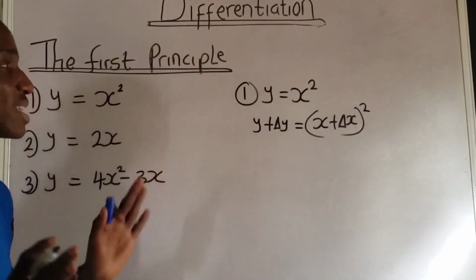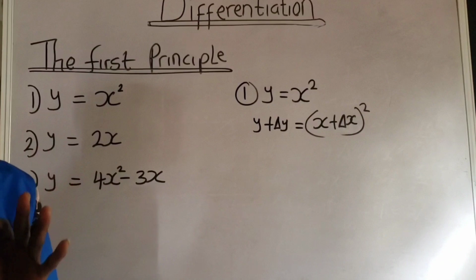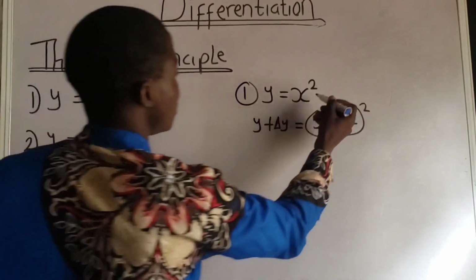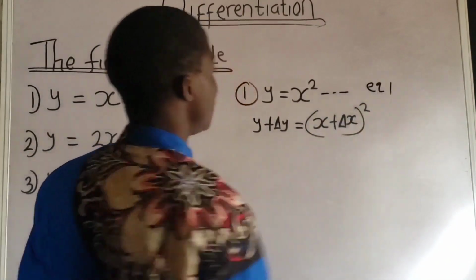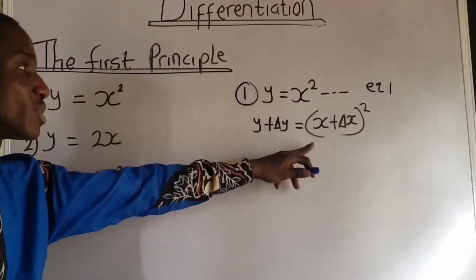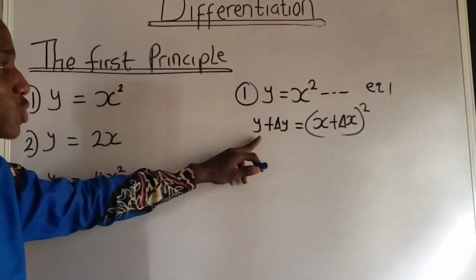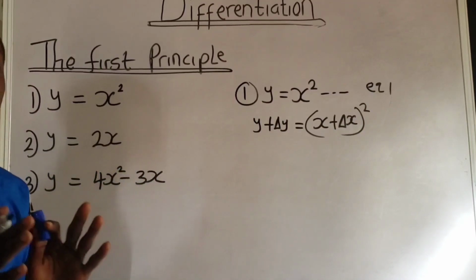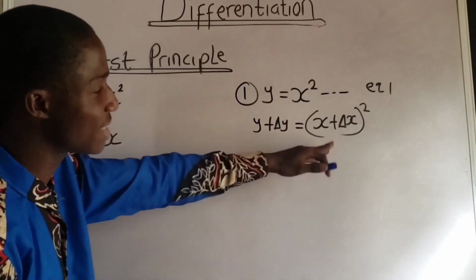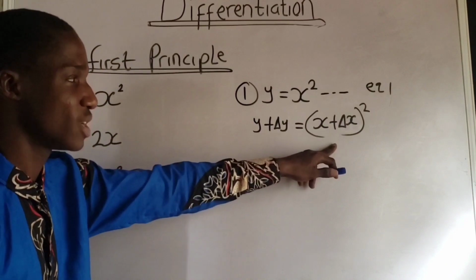So the meaning of that statement is that, let me call this equation 1, EQ1. Anywhere I see x in equation 1, I'm going to substitute x plus delta x. And anywhere I see y in equation 1, I'm going to substitute y plus delta y. That's the meaning of the statement. So after that, if you look at the right hand side of this equation, you can see that I still need to expand.